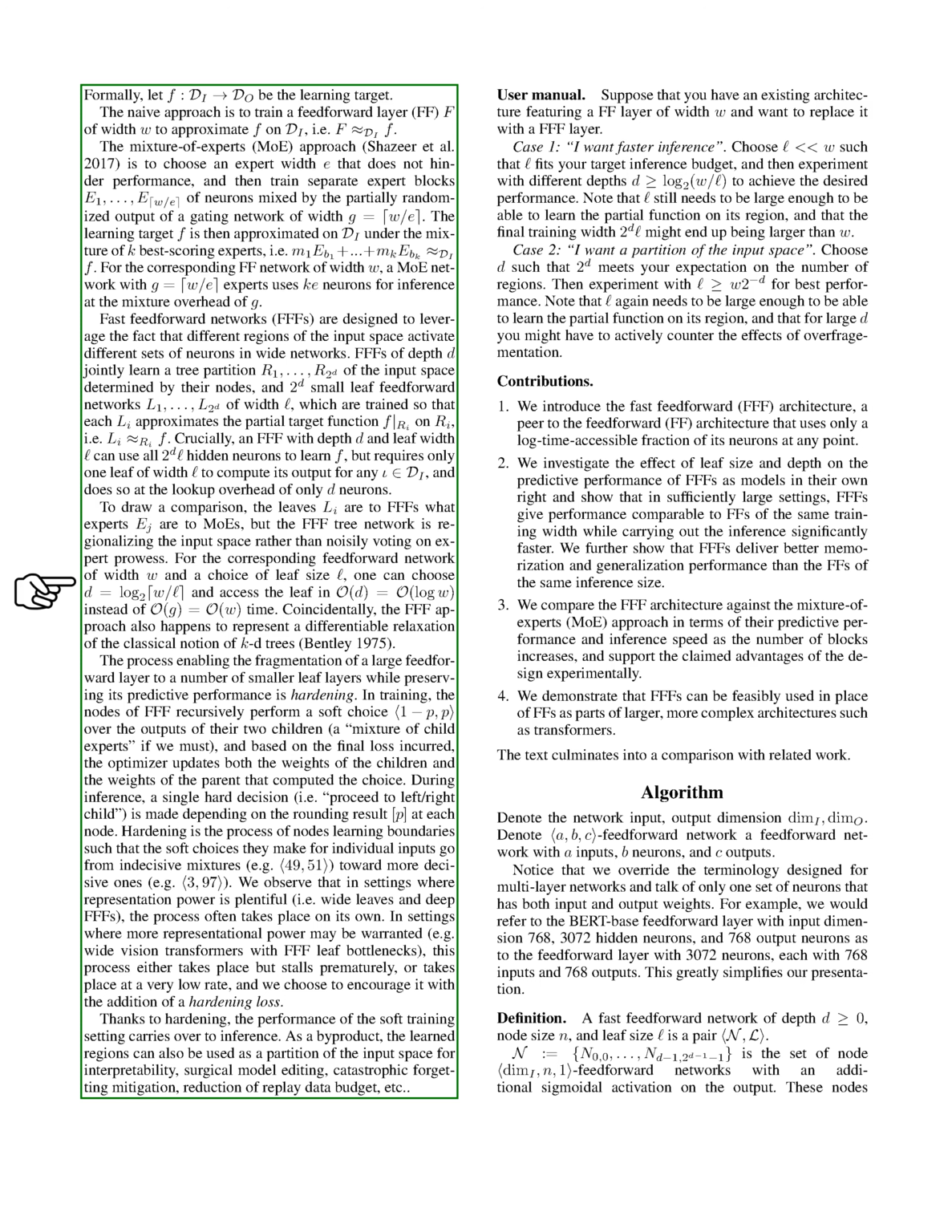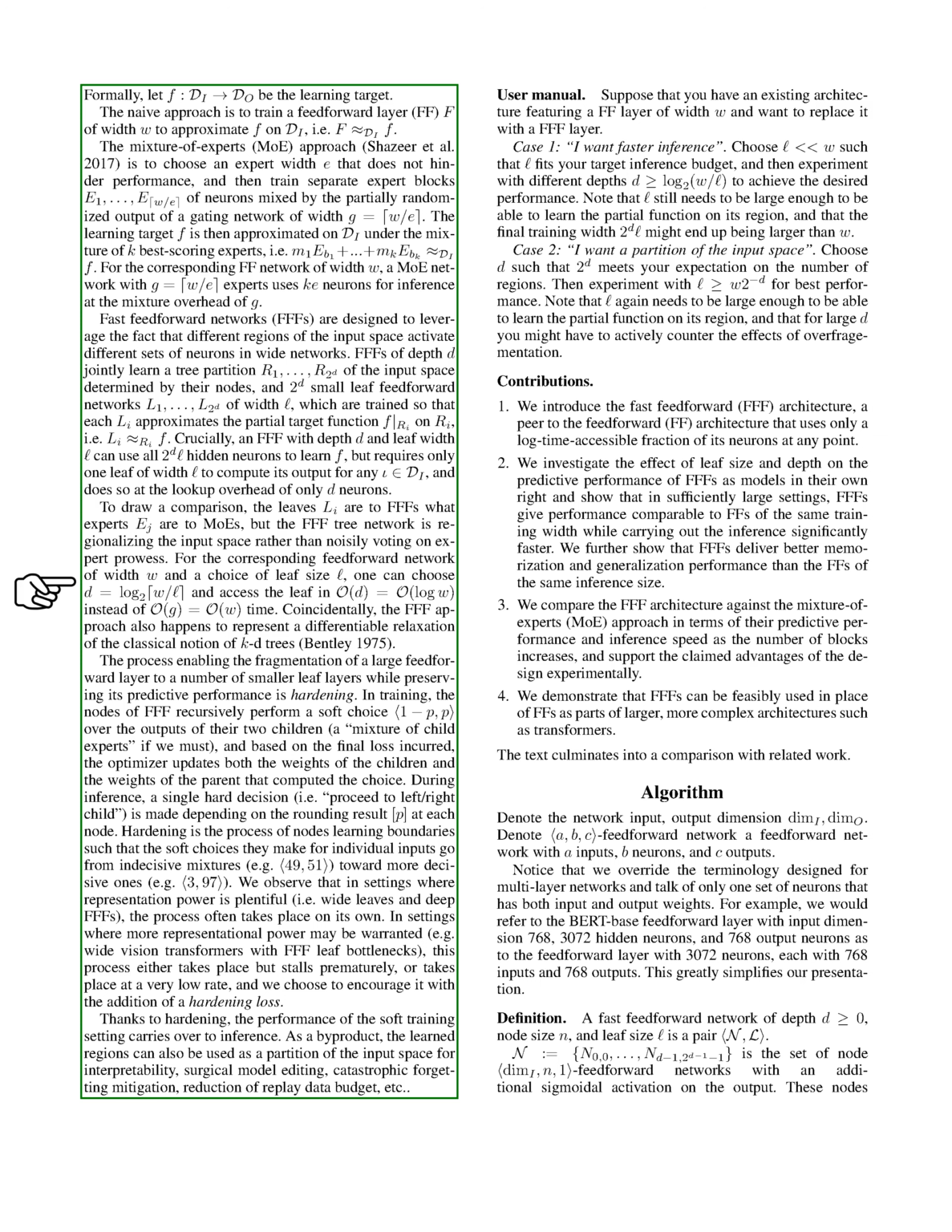In comparison, the leaves in FFFs are similar to the experts in MoEs, but the FFF tree network regionalizes the input space rather than voting on expert prowess. For a feedforward network of width w and a choice of leaf size L, one can choose d = log2(w/L) and access the leaf in O(d) = O(log w) time instead of O(g) = O(w) time. Interestingly, the FFF approach also represents a differentiable relaxation of the classical notion of KD trees.